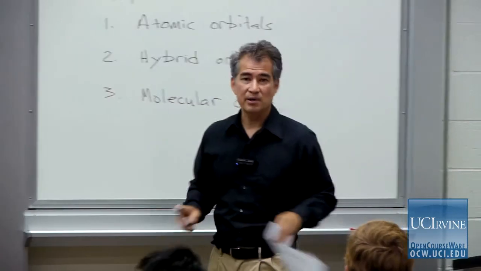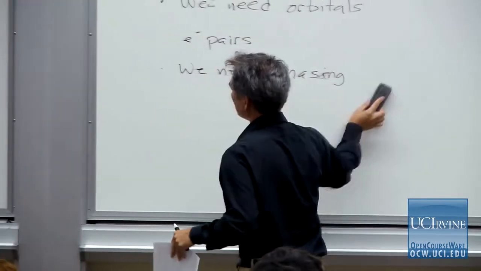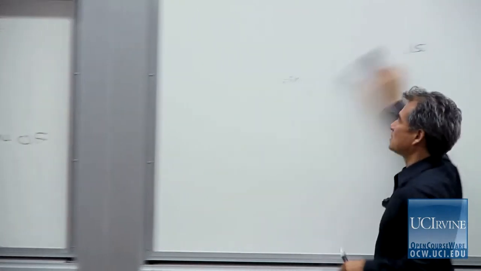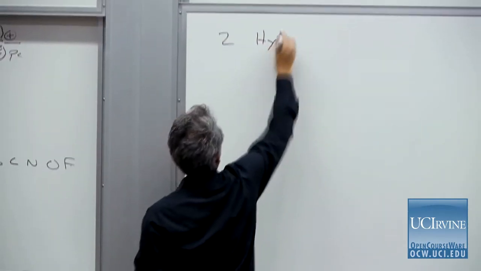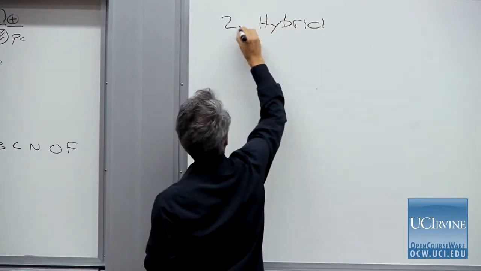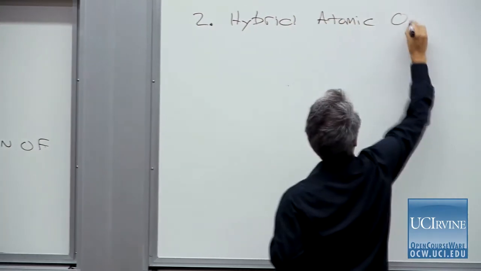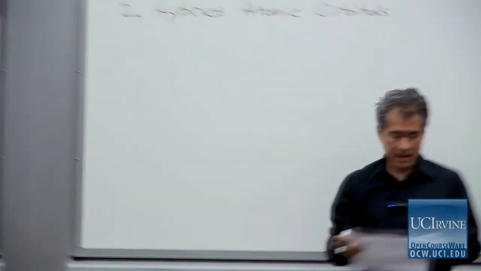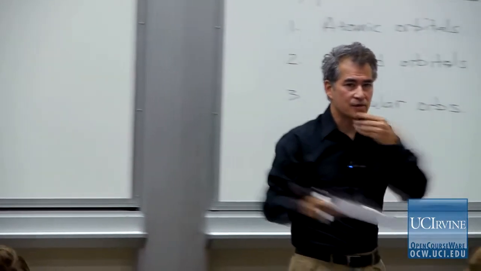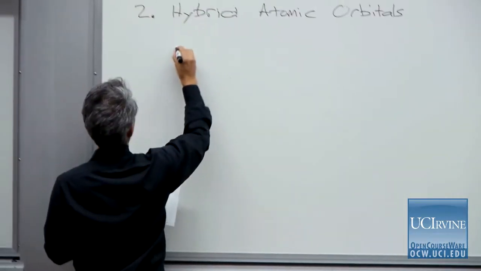Okay, so let's talk about hybrid atomic orbitals. We're done talking about just plain simple atomic orbitals, s, p, d, and f, and let's talk about what happens as we mix together different atomic orbitals. Okay, so I'm going to give you a rule for mixing orbitals, for thinking about the way that orbitals mix together. It's best to think of them as mixing two at a time.